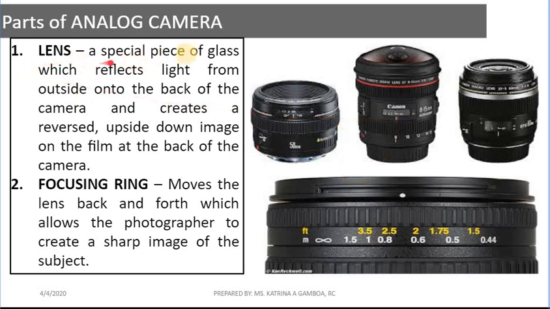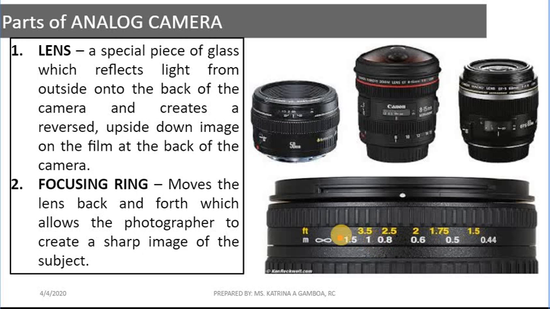So lens is a special piece of glass which reflects light from outside onto the back of the camera and creates a reverse upside down image on the film at the back of the camera. So that is the lens. Ayan, glass yan, or sometimes plastic nga, sabi nila. So dyan sa lens na yan, makikita nyo, meron po siyang ina-adjust. Sometimes nag-zoom po siya, sometimes parang lumiliit yung aperture niya.